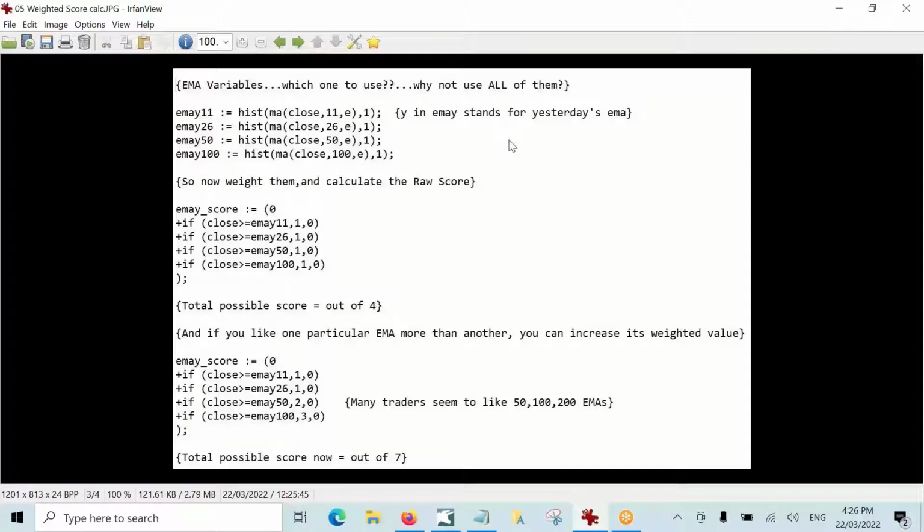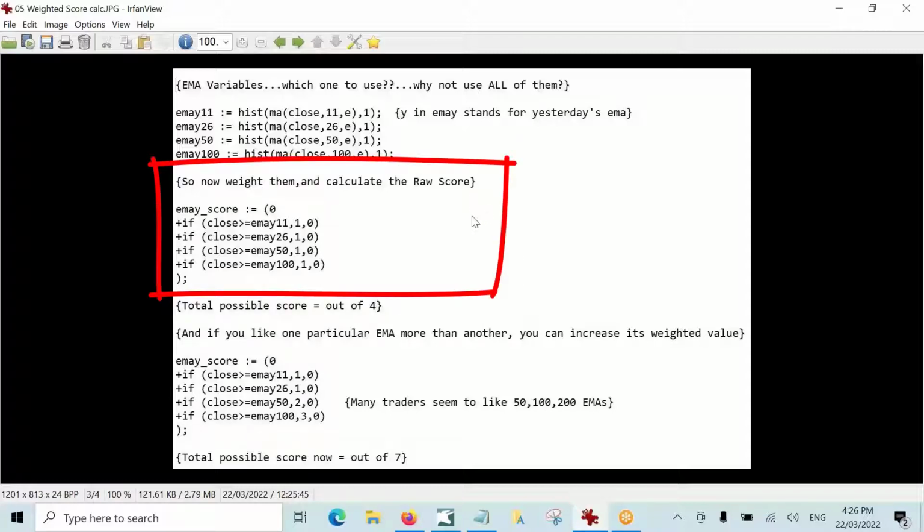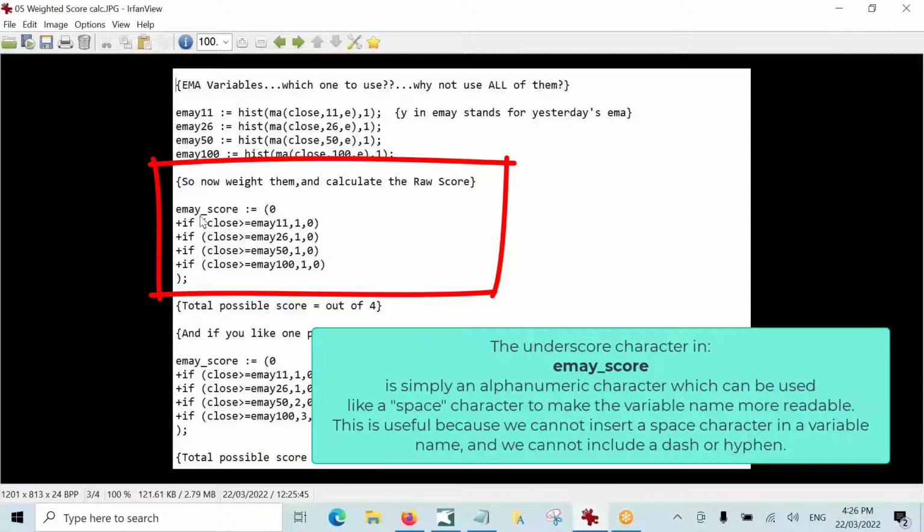And now you take those and you can weight them and calculate a raw score. So you're actually combining all the moving averages. So you now have to define a new variable. I've called it EMA score, colon, equal sign, bracket 0. And what it's doing is this, it's saying the EMA score is 0, but if the close is above or equal to EMA 11, there it is, then give it 1 point. Otherwise, it gets 0, it gets nothing.